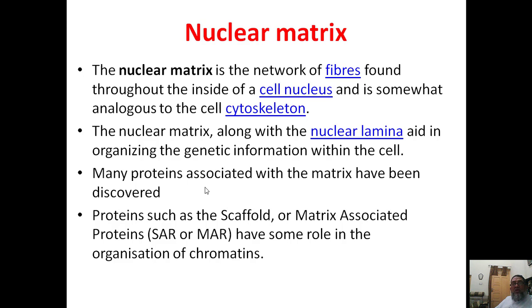The last component of the nucleus is the nuclear matrix, the network of fibers found throughout the cell nucleus, which is somewhat analogous to the cytoskeleton. The nuclear matrix along with the nuclear lamina aids in organizing genetic information within the cell. Many proteins associated with the matrix have been discovered. Proteins such as scaffold and matrix associated proteins also have a role in the organization of the chromosome. So various proteins are present: scaffold protein, matrix associated protein and chromatin organizing proteins within the nucleoplasm, and the nuclear matrix is similar to the cytoskeleton you see in the cytoplasm.